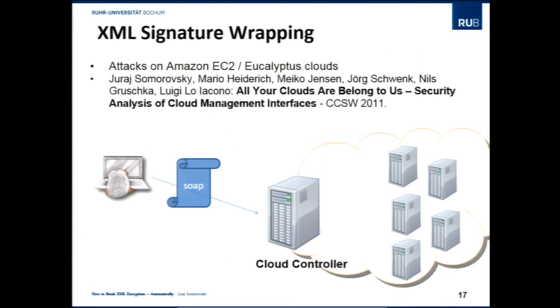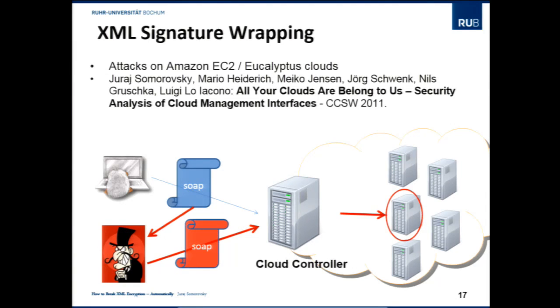Okay, you may think this attack is only theoretical, but in 2011 we showed the first attacks on it, applied to the Amazon and Eucalyptus cloud interfaces. Amazon and Eucalyptus used signed SOAP messages for the control of their virtual machines. So the client could send SOAP messages to the cloud controller, and the cloud controller verified the signature and could then initialize the virtual machines. What we could do, for example, was take the SOAP message, modify it using XML signature wrapping, send it to the cloud controller, and get the instances of the victim.